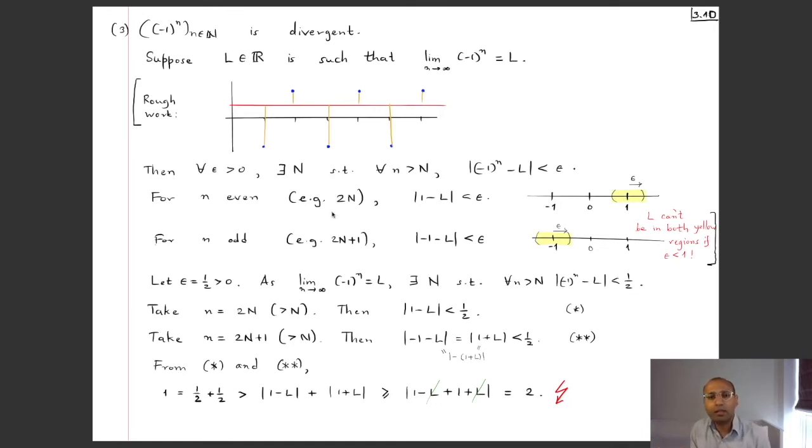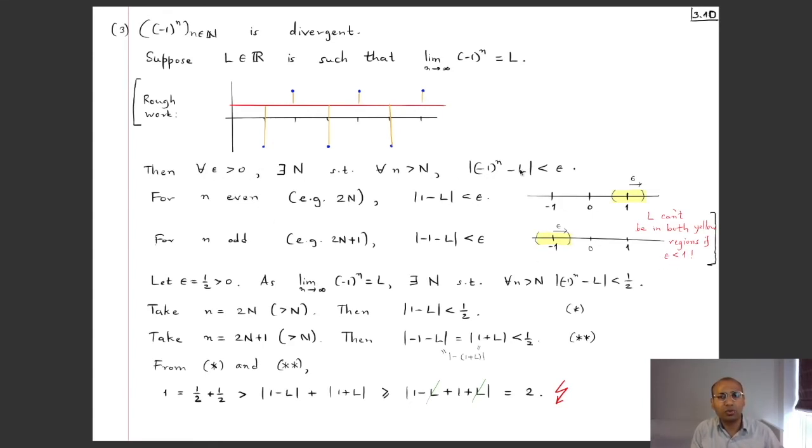So if this was true for every epsilon positive, so if I choose epsilon less than 1, then we are going to get a contradiction, because L is supposed to lie in this yellow region as well as this open region, but they don't overlap at all, right? So that's going to be our contradiction. And let's carry it out. So we want an epsilon less than 1.